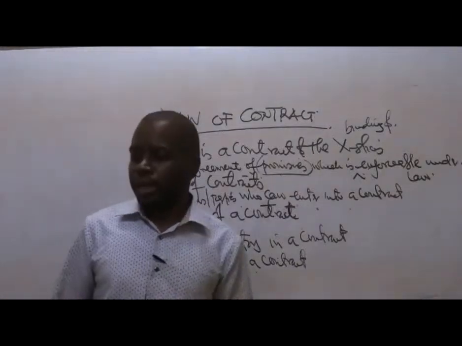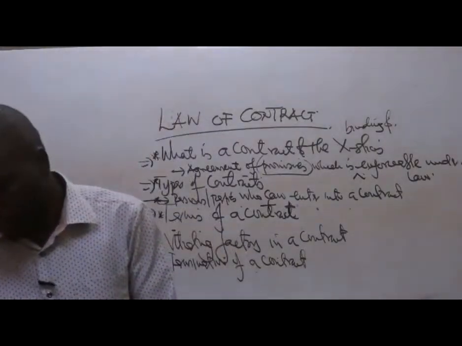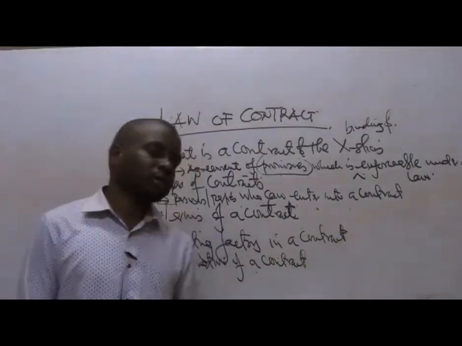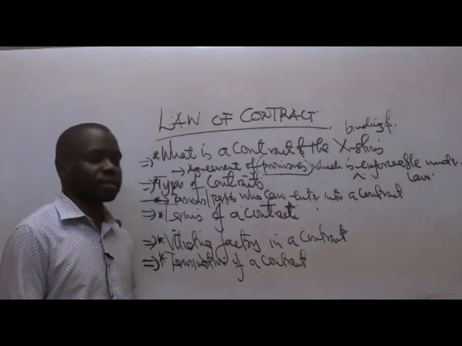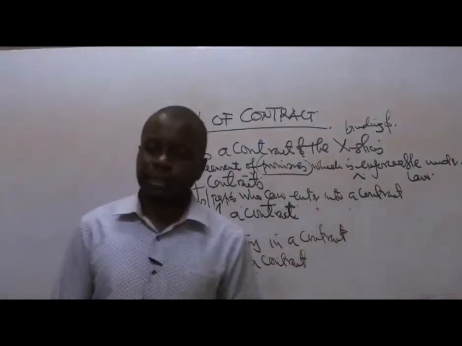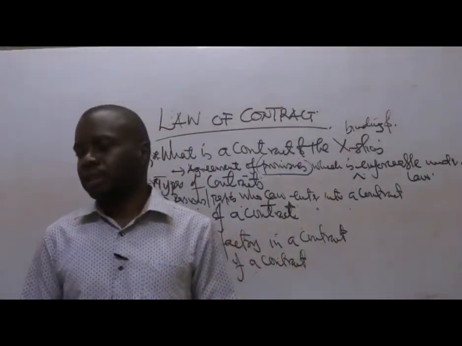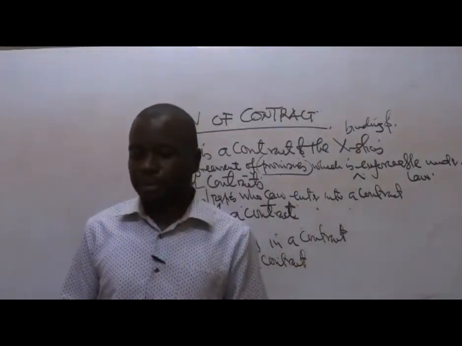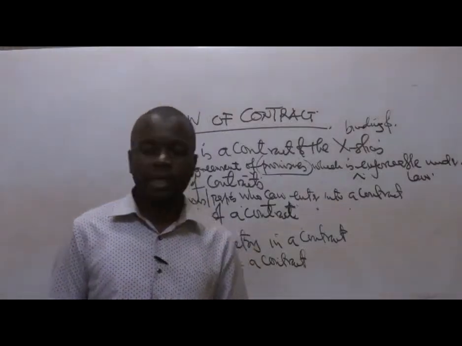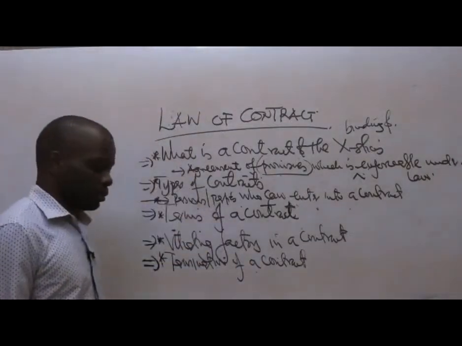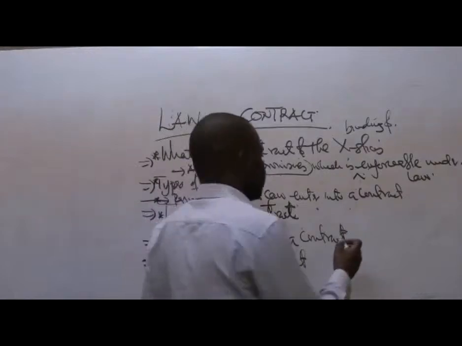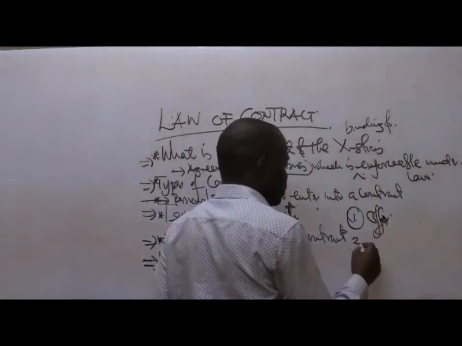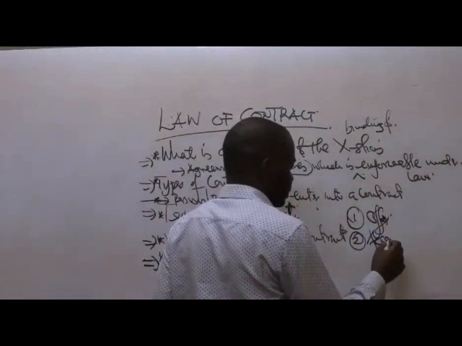So what are the key essential elements of a contract? When you talk about the key essential elements, we're talking about the key characteristics that must be present for a particular agreement to be seen as actually being a contract. What are the key essential elements that must be present for a particular agreement to be concluded as being what we now call a contract? So number one, there must be an offer. Number two, there must be an acceptance.